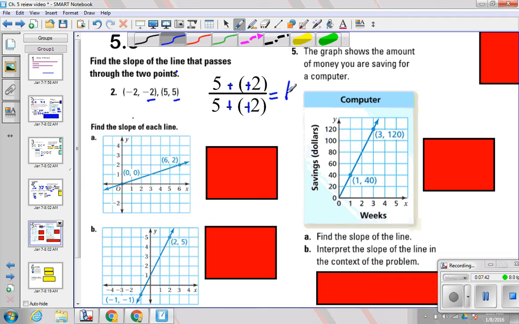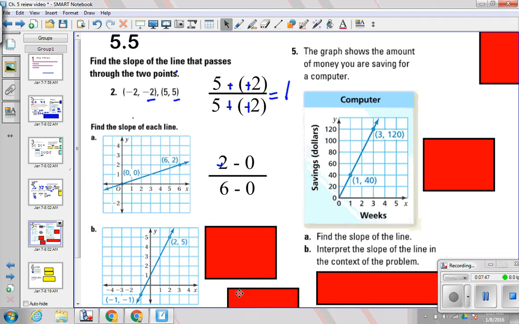Okay, let's look at our next one. So for this one, it's pretty easy to see that it's directly proportional, so we're just subtracting by 0 each time. So we have 2 over 6, which is going to be 1/3.